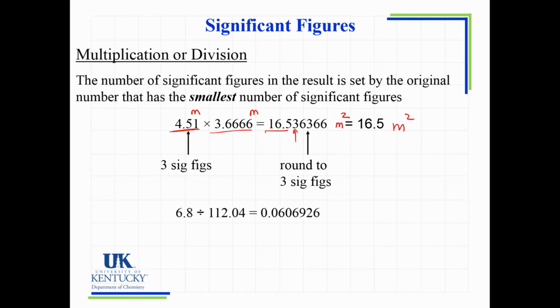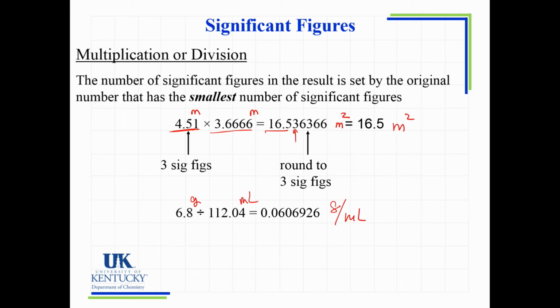Same thing applies if you're dividing. So we do 6.8 divided by 112.04, and when we plug it into our calculator, which knows nothing about measurements, knows nothing about significant figures, it spits this value out. Let's imagine that this was a density calculation, and this was in grams, and this was in milliliters, so this would be in grams per milliliter.